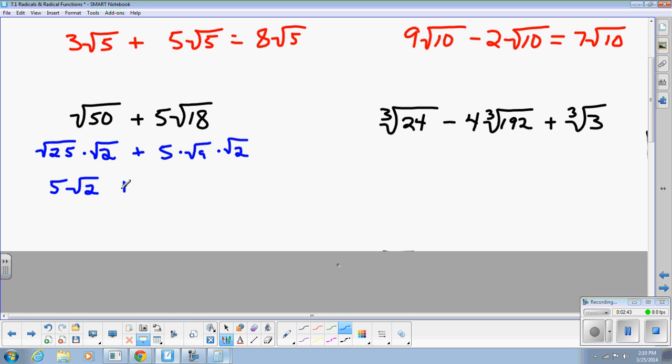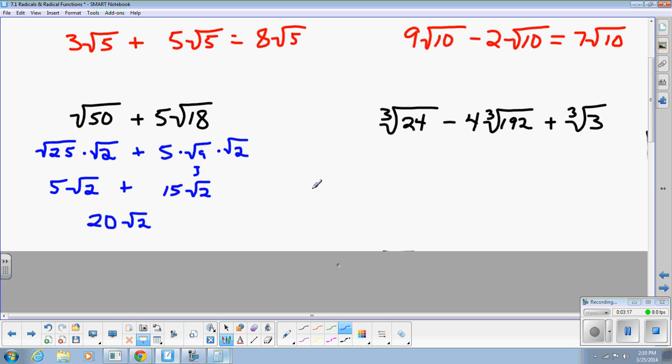Plus 5, and the square root of 9 is 3. So 5 times 3 is 15 times the square root of 2. Now in my situation here, I have a square root of 2 common factor, so I can add 15 and 5 together. So I get 20 times the square root of 2. And now I'm done at this point because there are no more perfect square factors in here. This would be an irrational number. It goes on forever. So I'll just stop and say this is 20 times the square root of 2.